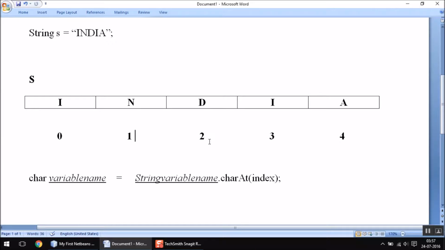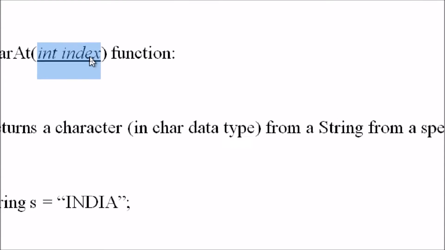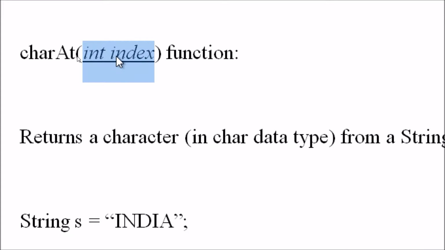Now, if we want to store any of these characters in a separate variable, we can do it by using this charAt function. This function requires an integer parameter inside the brackets, which is of course the index, and whatever index you write here, it will return the character which is present at that index.